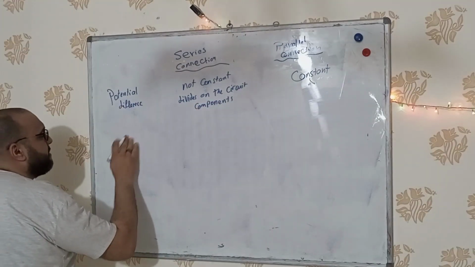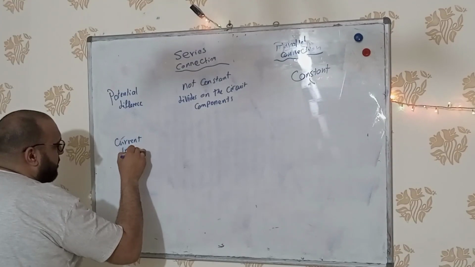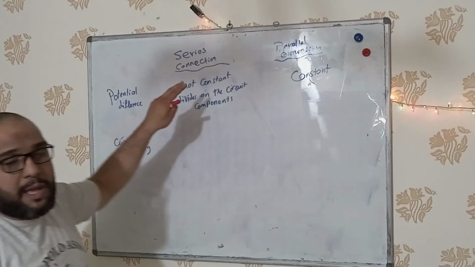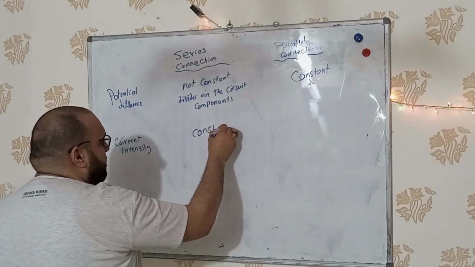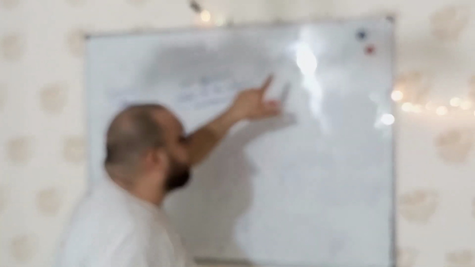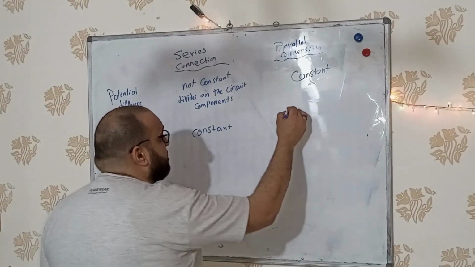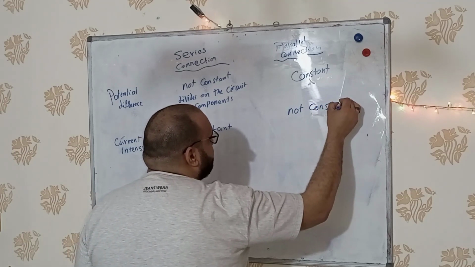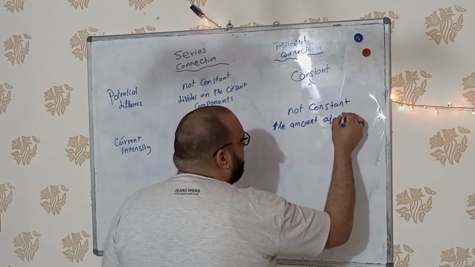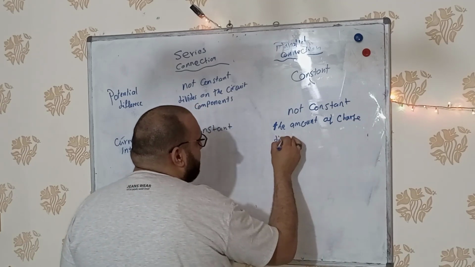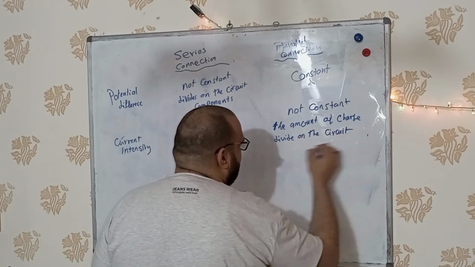Here in the current intensity, the current flow, the amount of charge that flows through the circuit is the same, so the current intensity over all the components of the circuit is constant, while here we have different branches. So the amount of charge divides into the branches, so it's not constant. The amount of charges divides on the circuit branches.